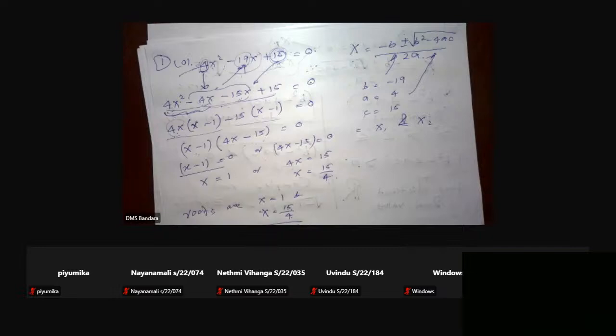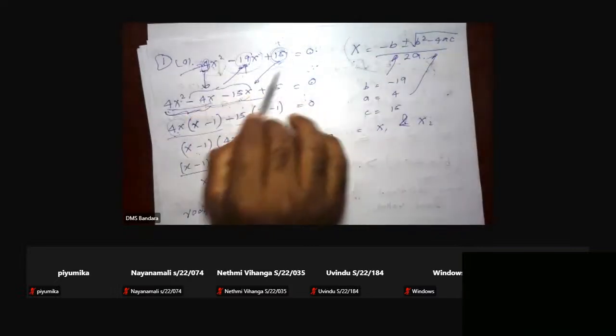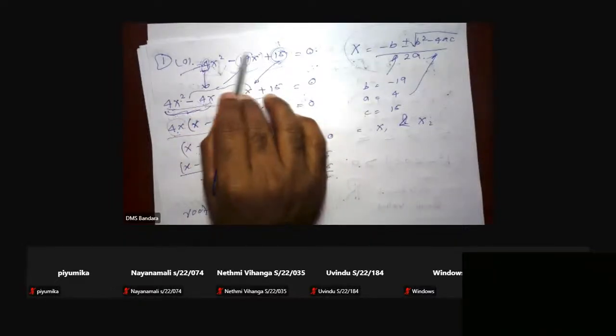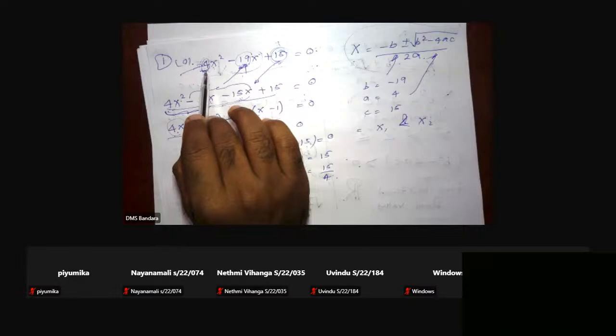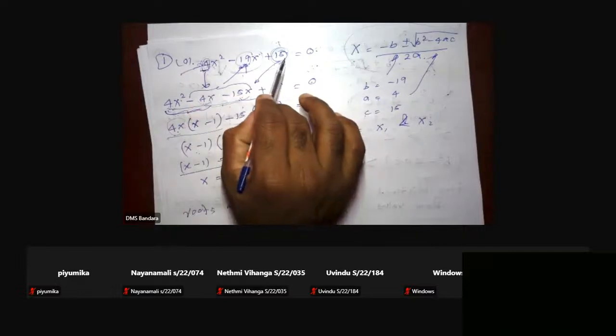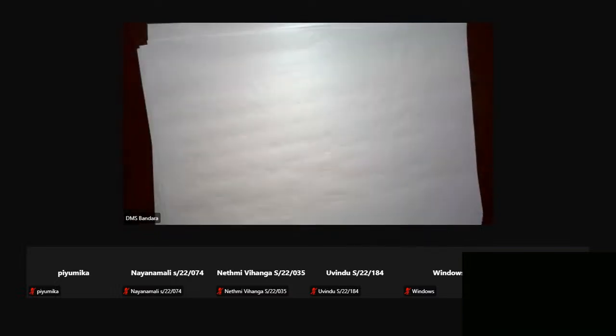Now, this is the way we solve the quadratic equation. We didn't use the formula. By observing the coefficients of the variable, we can create the middle term by using the coefficient of x squared and the constant term. Right? I hope you all are clear.